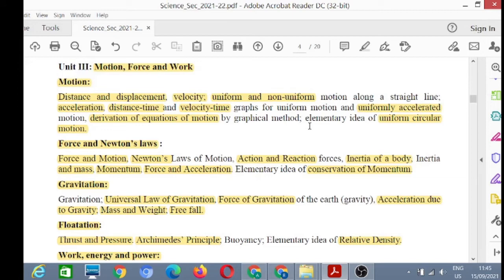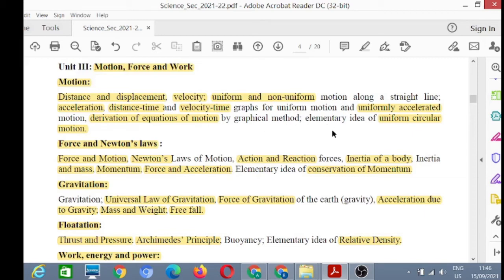So these are graphical representations for uniform motion and uniformly accelerated motion. In the first case we have constant velocity. In the second case we have constant acceleration. Now, derivation of the equations from the graphical method.